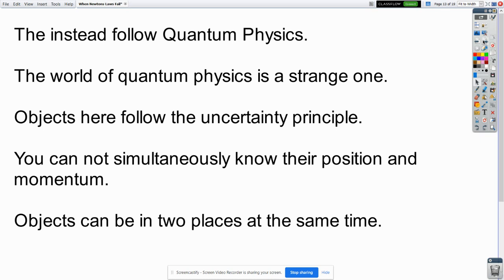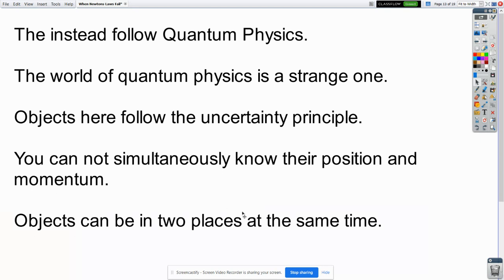That's the Heisenberg uncertainty principle, and it may sound familiar to you because it does come up in chemistry classes. It's one of the reasons why the old planetary model of the atom had to be discarded and the new electron cloud model, or quantum mechanical model, had to be developed.